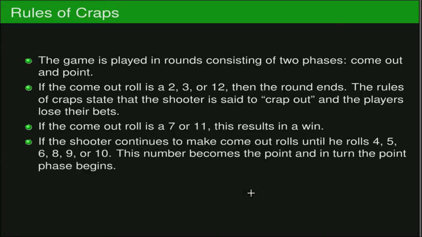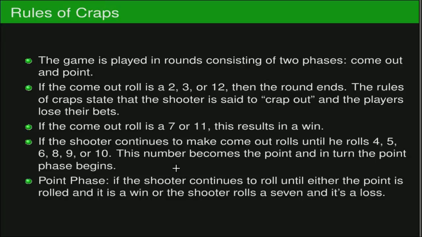If they roll any other values, so any other values other than 2, 3, 12, 7, or 11, so if they get a 4, a 5, a 6, an 8, a 9, or a 10, then this is what's called the point. And then the second phase of the game begins. So in the point phase, the shooter is going to continue to roll until one of 2 things happen. Either the player rolls the point again, in which case the player wins, or the player ends up rolling a 7 and the player loses. So this is basically the game of craps in a nutshell.